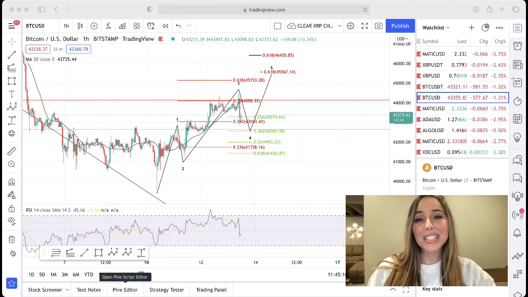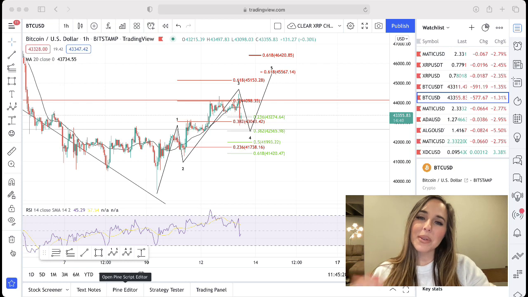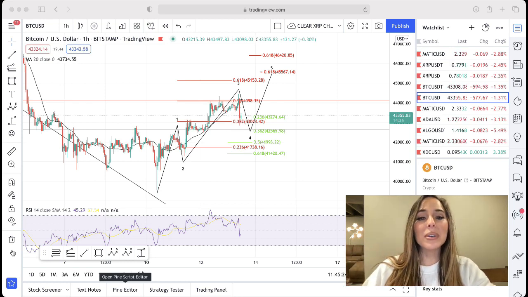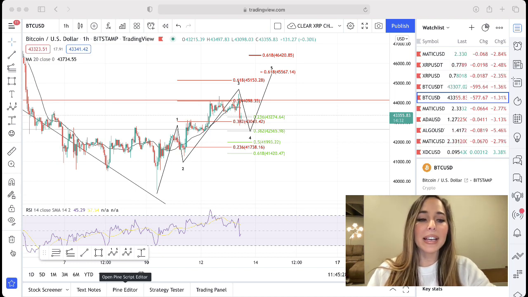Hi guys, so today I'm going to do a Bitcoin update with you because after the bounce from the bottom, there's still two different scenarios that are in play. And so I want to take you through my charts and show you both of them so you are aware. And yeah, so if you want to see where I think Bitcoin is headed, please keep watching.